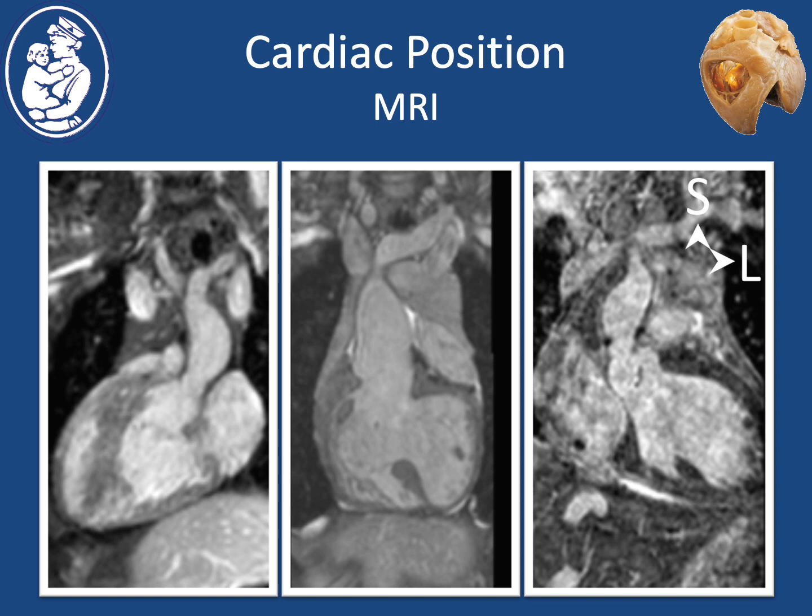Magnetic resonance imaging is also very useful for displaying the position of the heart. In the panel on the right, we see levocardia with the apex pointed to the left. In the middle panel, mesocardia with the two apices of the ventricles pointed inferiorly. And the panel on the left, the apex of the heart is pointed to the right, and there is dextrocardia.